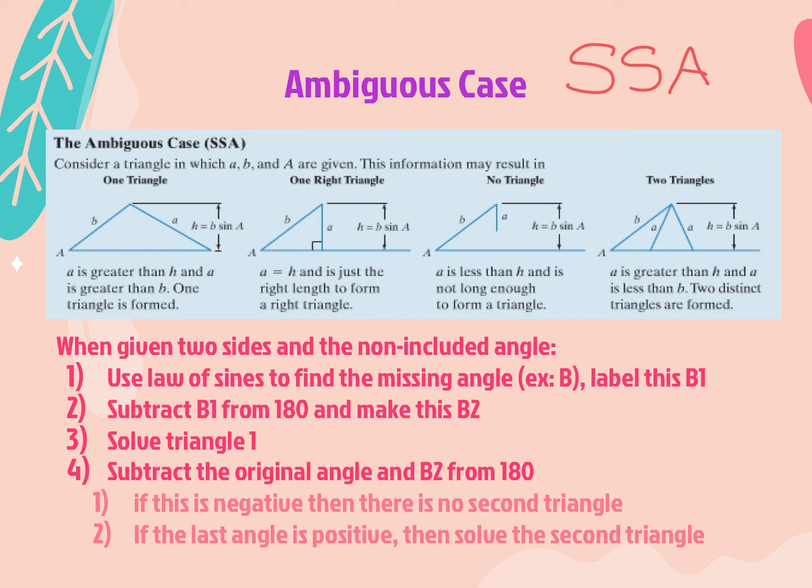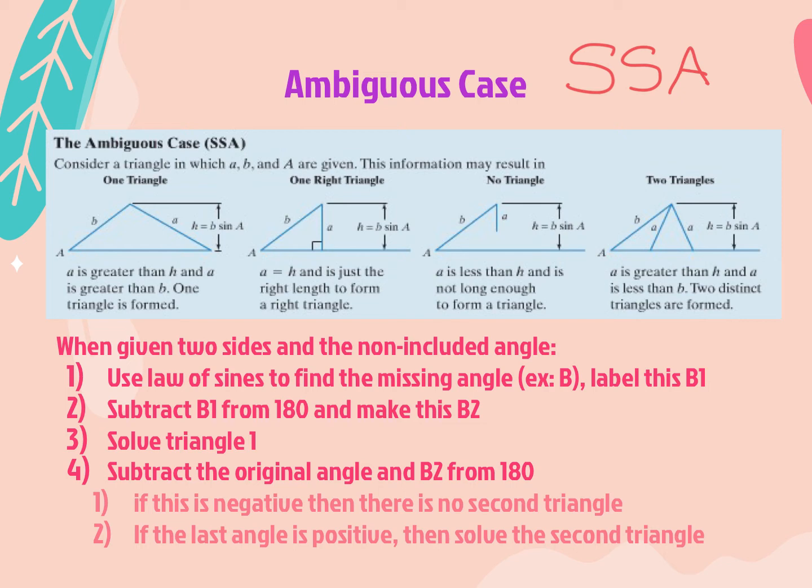When you're given 2 sides and the non-included angle, we're going to use law of sines to find the first missing angle, and we'll label that angle 1. Then we subtract that angle from 180, and that potentially could be the next angle of my second triangle. After you get that angle, we finish solving triangle 1. If you do that first missing angle and get an error on your calculator, don't think you've done something wrong. That just means that there's no triangle.